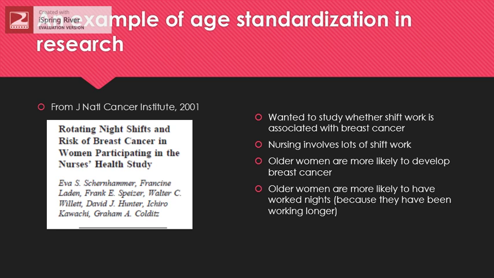Older women are more likely to develop breast cancer. They've been alive longer, they're more likely to get any type of cancer, typically. And older women are more likely to have worked nights because they've been working longer. If you've worked 30 years, you're more likely to have worked some nights than if you've only been working 3 years because you graduated 3 years ago. So what this means is we have to standardize based on age.